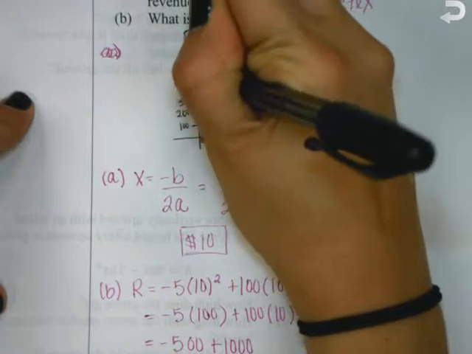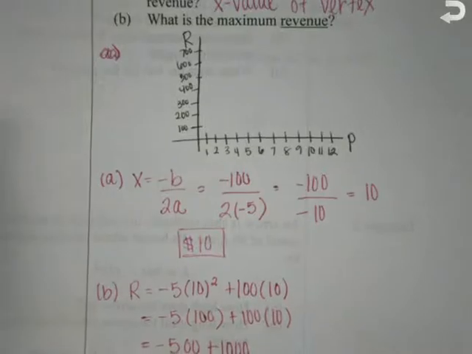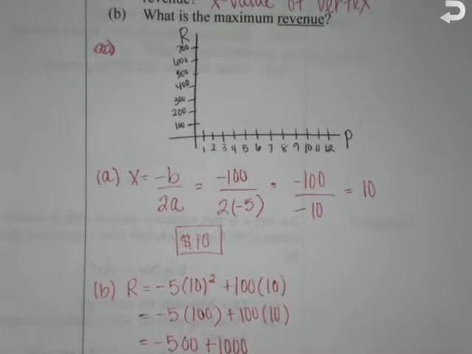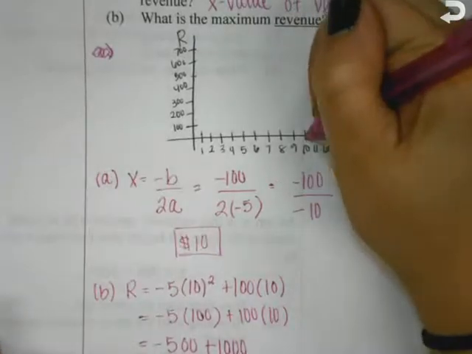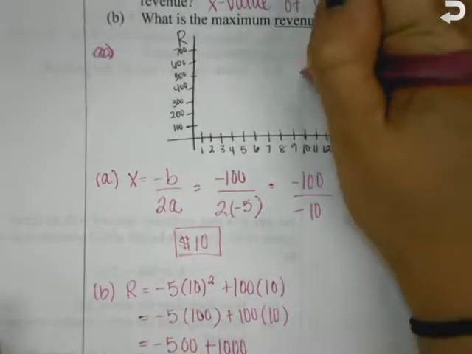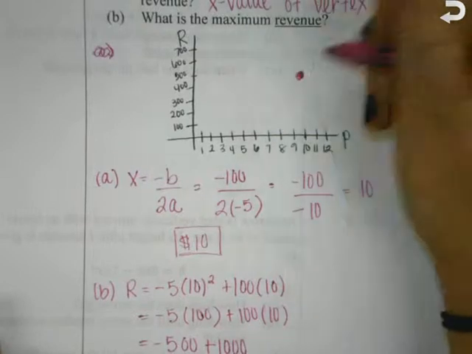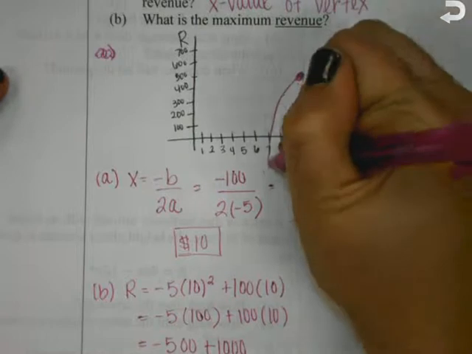Okay, so we're actually just going to sketch this really quickly to show you what it is we're talking about. So what I'm looking for here is my vertex, or my maximum point. The maximum price was 10, and the revenue was 500. So let's graph that point. That's like right here. Okay, and then it was opening down because of the negative 5. So there we go.